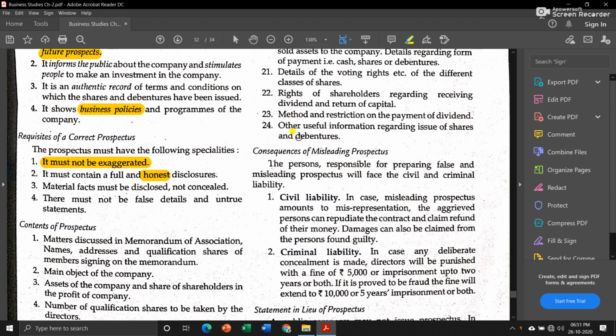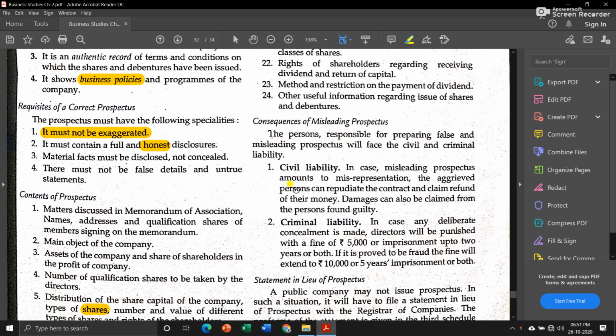Now, since prospectus is a very important document for the company to issue shares as well as raise capital, sometimes the company, to lure more people to subscribe to their share, gives misleading or misstatement about their company. So there are some punishments which they have to face if they had made any misstatement in the prospectus. The persons responsible for preparing false and misleading prospectus will face the civil and criminal liability.